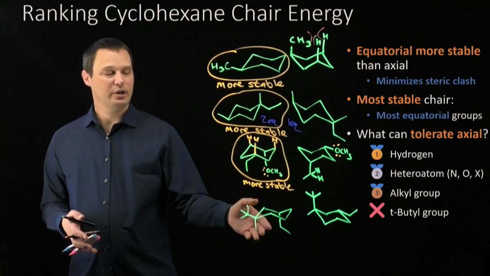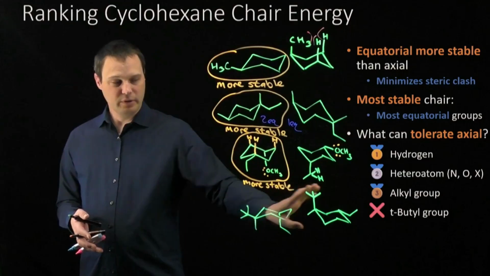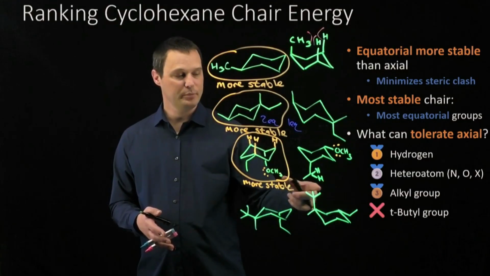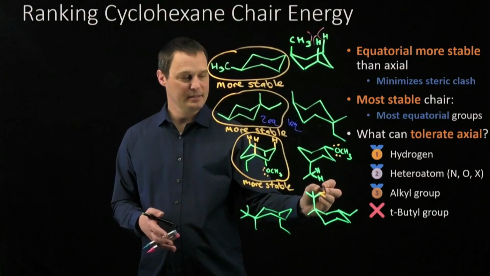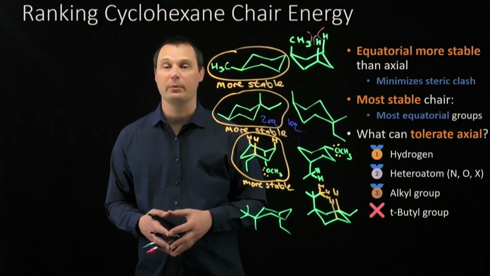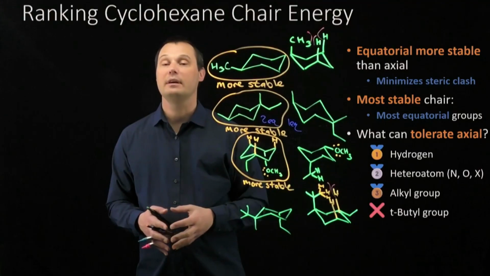If your cyclohexane chair has a T-butyl group as one of the substituents, that T-butyl group is absolutely blocked from ever being in the axial position. With the T-butyl group in the axial position, one of those methyl groups has to stick directly into the center of the ring, and that will severely clash with the other axial hydrogens around the ring. That steric clash is so great that it blocks the T-butyl group from being in the axial position.